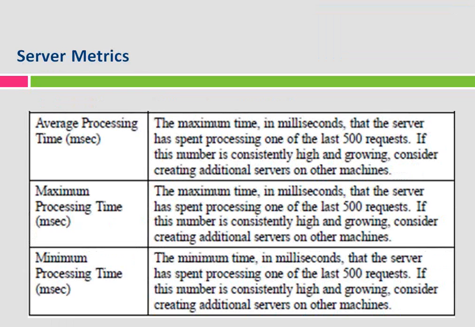Average processing time, it's in milliseconds. The maximum time in milliseconds that the server has spent processing one of the last 500 requests. If this number is consistently high and growing, consider creating additional service on the machine. Maximum processing time, it's again milliseconds, the maximum amount of time it has taken while processing a document. This is again coming from the last 500 requests.